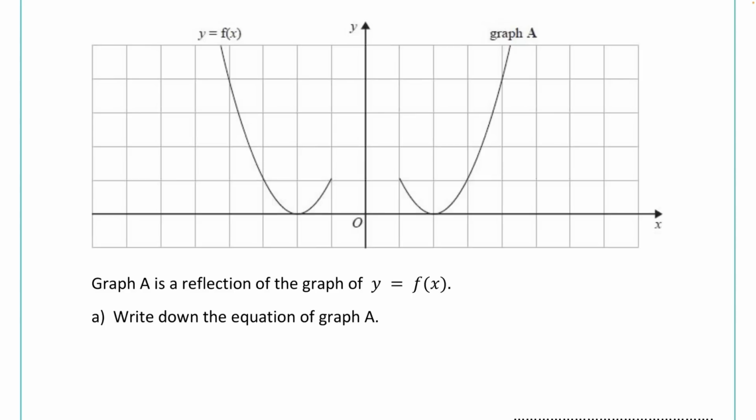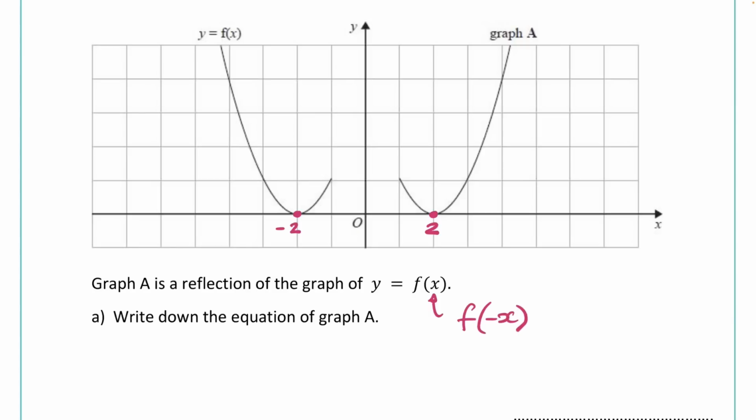So what we need to do is have a look at one of the coordinates. So on f of x, let's go with this coordinate here. That x coordinate is negative 2, if that's scaled as negative 1, negative 2 there. Now on the new graph, the graph of A, the x coordinate has become 2. So what's happened is the sign has changed on the x coordinate. If the sign has changed from 2 to negative 2, and it's a reflection of the x coordinates, then the negative has to go with the x in the bracket. So it will be f of, in brackets, minus x.